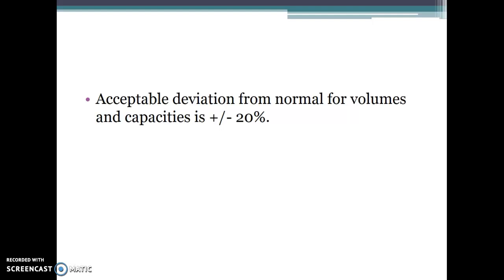Acceptable deviation from normal for volumes and capacities is plus or minus 20%. When we start talking about the different normal values, we're going to talk about percent predicted. It's much easier to calculate and determine PFTs by doing their percent predicted, which means what percentage the patient got of what they were predicted to get, and we'll determine how to do that later in the unit. But normal is 80 to 100%, so that's why it can deviate plus or minus 20% from normal. So anywhere from 80% to 100% of normal predicted values is considered normal for our patients.